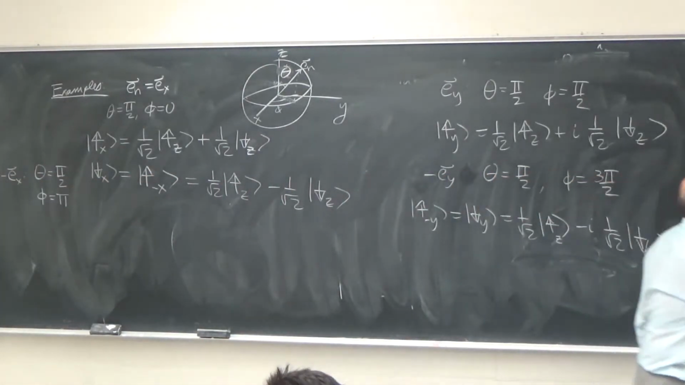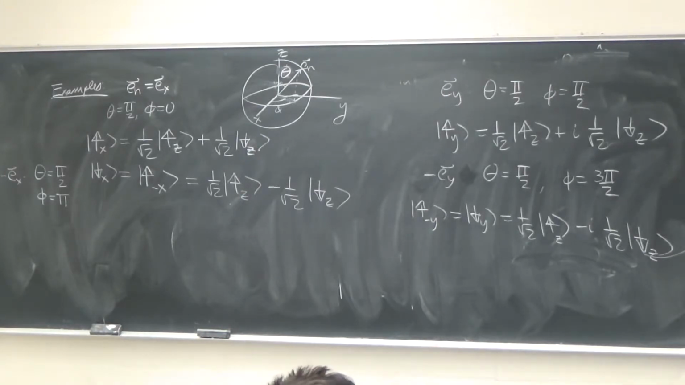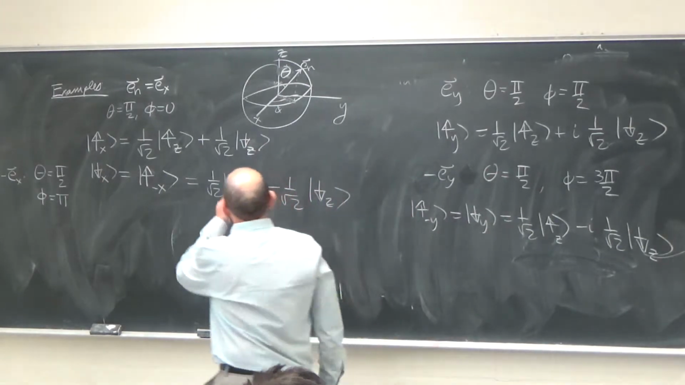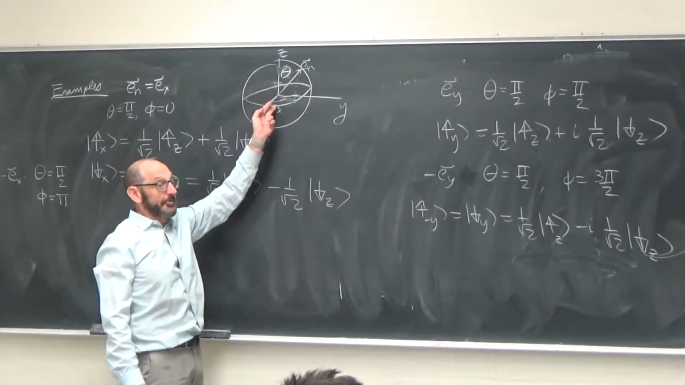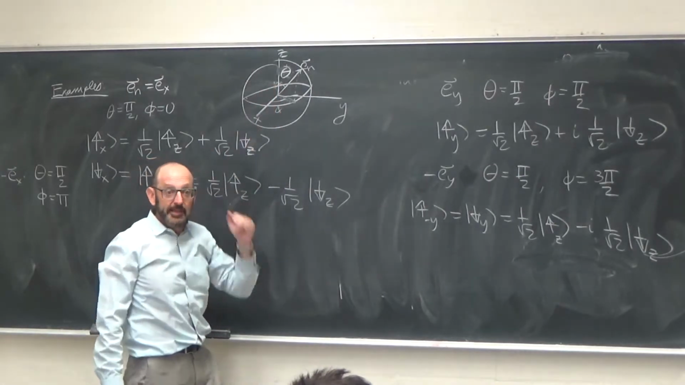All right. So what we have now just shown, of course, is that we can express the spin up along any direction in space as a particular superposition of spin up and spin down along the z-axis, parameterized by the directions in physical space associated with that spin.